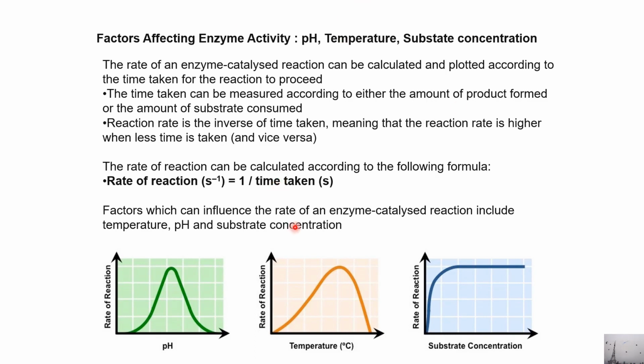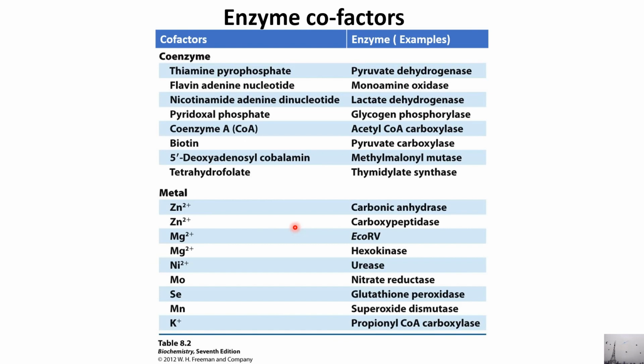Now, factors which can influence the rate of an enzyme catalyzed reaction include temperature, pH, and substrate concentration. You see the graphs also. These are some enzymes with their cofactors. You can take a look at this table.